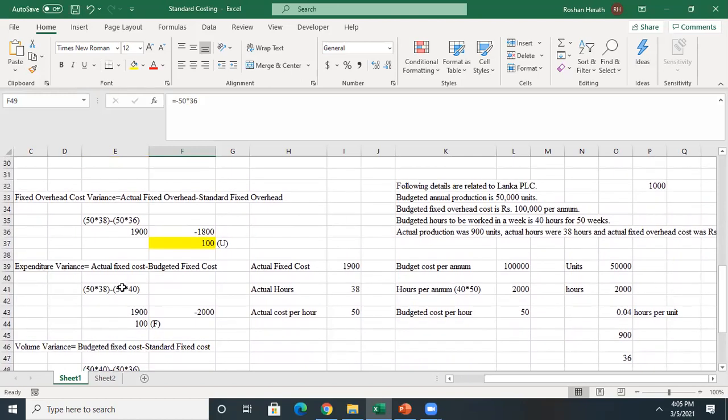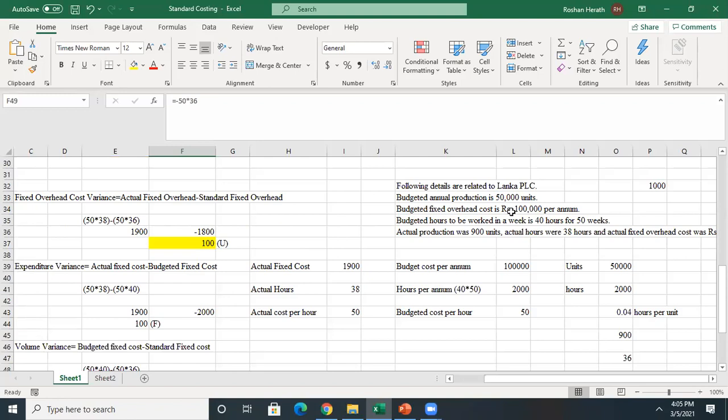The expenditure variance is different from, it's true that the answer is correct, but you can clearly see that here we have 38, here we have 36, here we have 40. Actual fixed cost minus the budgeted fixed cost. Here we are taking the standard fixed cost. Budgeted fixed cost in the sense that is the number of units that you have budgeted.